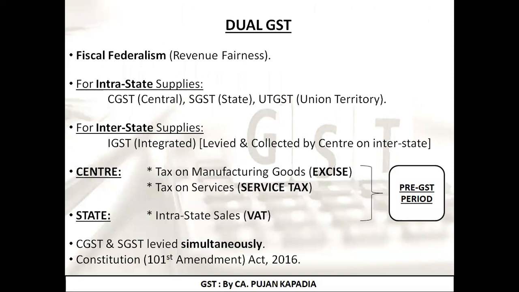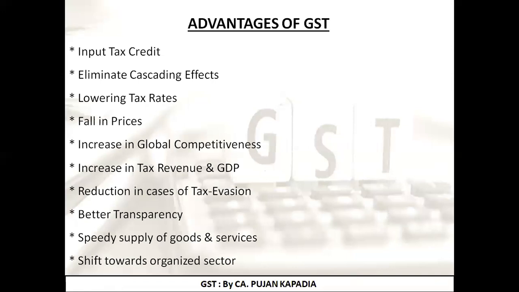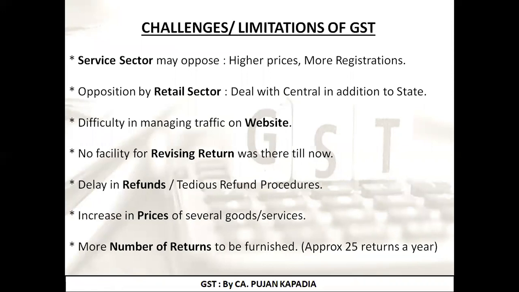Next we had covered dual GST. Just to cut it short, if I'm doing any kind of intrastate supply, that is within the state, then I need to pay two types of GST. One is CGST, that is central, and second is SGST, that is state. If I'm doing a transaction intra-union territory, that is within a union territory, then I need to pay CGST and UTGST. But if I'm doing a transaction which is interstate, then I'm supposed to pay IGST, which means Integrated Goods and Service Tax. Then after, in the last lecture, we had studied advantages of GST and challenges or limitations of GST.